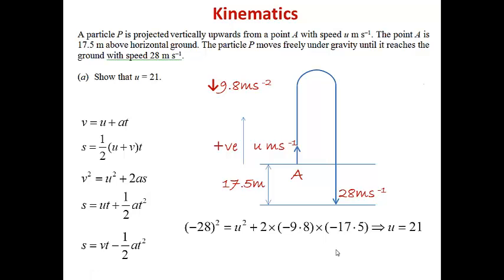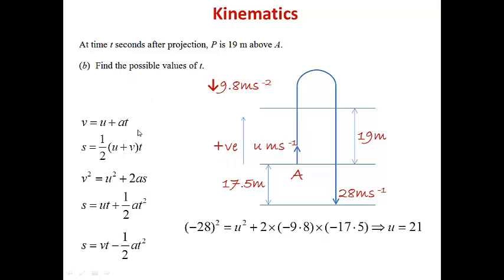Okay, let's move on to the second part of the question. It says at time t after projection, P is 19 meters above A. Find the possible values of t. So, in some cases we'd need to draw a fresh diagram. In this case, we can still use the original diagram. So, we draw a line across here showing 19 meters above the point A, and we can see as the particle rises, it will cross the 19 meter mark, and then at some time later it will cross it again. So we're expecting two values of t.